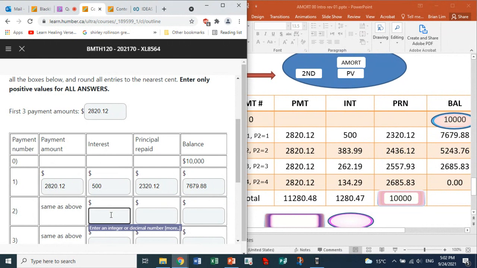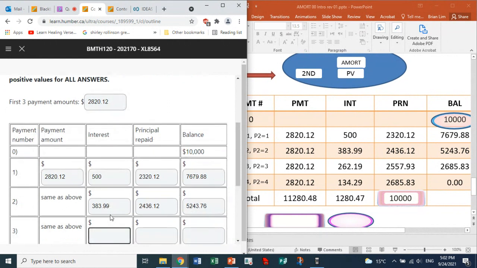All right, let's come down here. We have 383.99, and then over here we have 2436.12, and then over here we have 5243.76. Okay, let's go down. Payment number 3, so we're in this line here. So the interest is how much? 262.19. The principal is right up there.